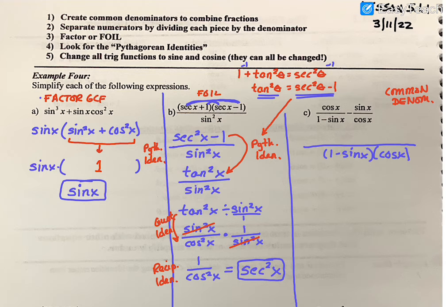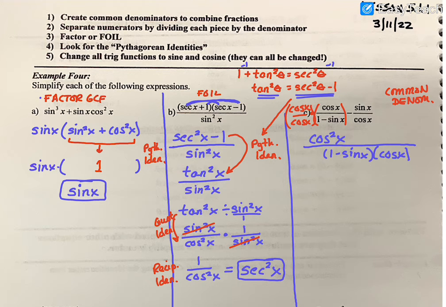Now, what I will ask: my first fraction currently has a denominator of 1 minus sine x. What is missing from that denominator? And I hope you are saying cosine x. If we multiply the denominator by cosine x, we have to multiply the numerator by cosine x. So for our first fraction, to get that common denominator of cosine x and 1 minus sine x, we're going to multiply top and bottom by cosine x. Let's go ahead and multiply that. What is cosine x times cosine x? That is cosine squared x.